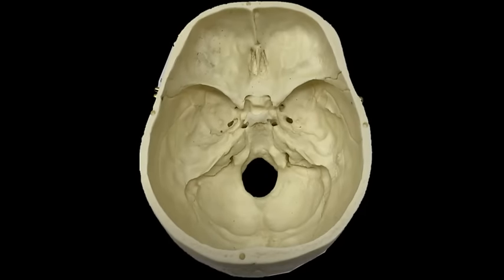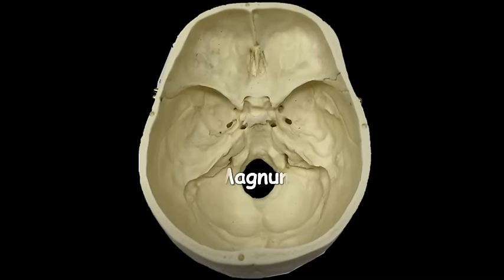And the first thing that we notice is there's a really big, huge hole in the floor of the cranium. And that is called the foramen magnum. And the name itself is a good mnemonic word because in Latin, it literally means big or even huge. And that is a big, huge hole, isn't it?